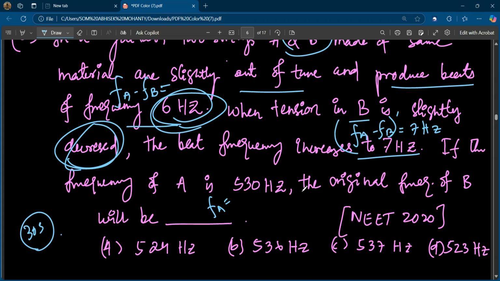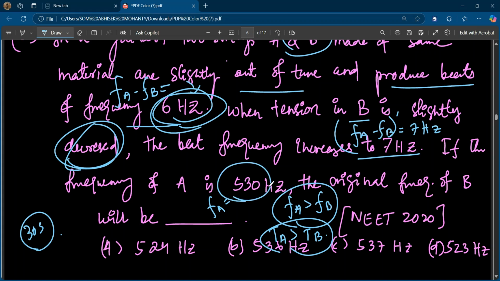Another thing, fA minus fB is 6 Hz. Now it is increased to 7 Hz. So the difference has increased to 7 Hz. That means fA is greater than fB, right? So if fA is greater than fB, then tension of A should also be greater than tension of B.